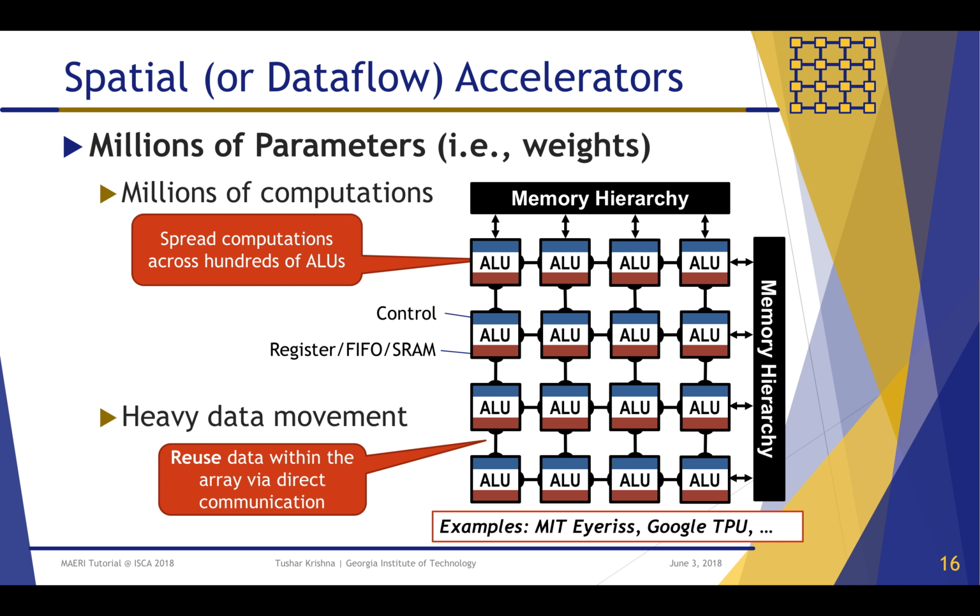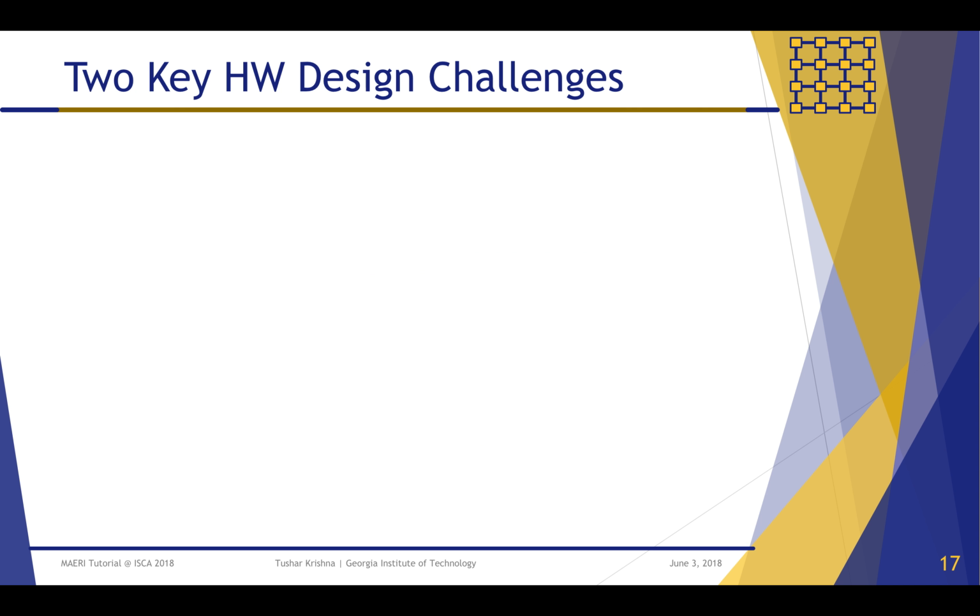And to tackle the data movement challenge, you try and reuse data as much as possible within the array. So you try and forward the data locally between these ALUs rather than going back and forth between memory. So again, at a very high level, these are the two ways with which you try and address this challenge. And we'll go into more of these details later. Right, so this is the setup that we'll be looking at.